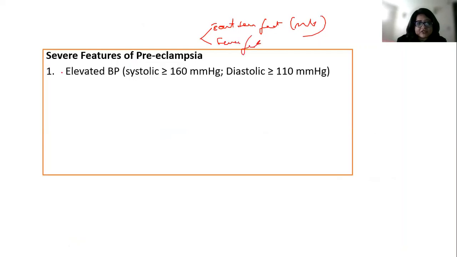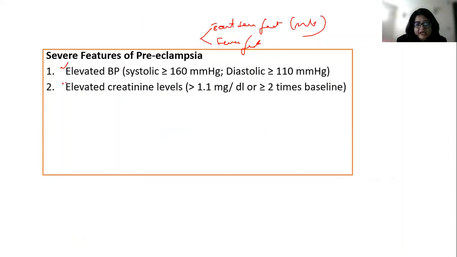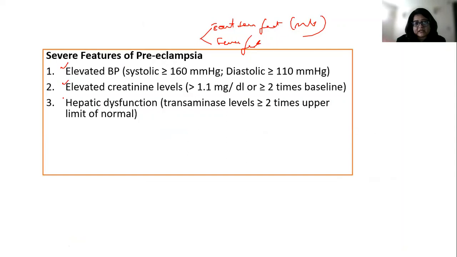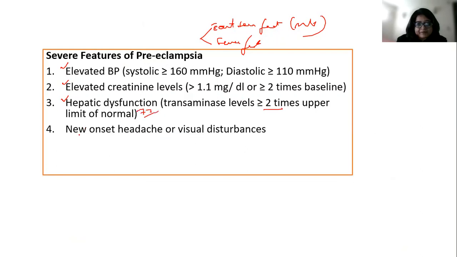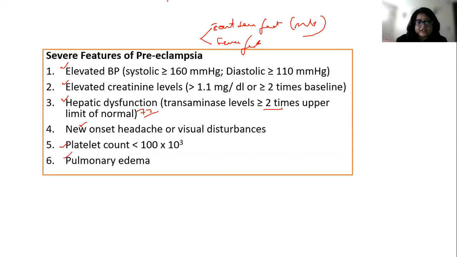Okay, and what are those severe features? If the BP is more than 160 by 110, if the creatinine is more than 1.1 or more than two times the baseline levels, if the transaminases SGOT, SGPT are more than or equal to two times the upper limit of normal, which is usually taken as 72. Okay, if there is new onset headache or blurring of vision, or if the platelet count is less than 1 lakh, or if there is pulmonary edema. So if any of these are there, then it is called preeclampsia with severe features.